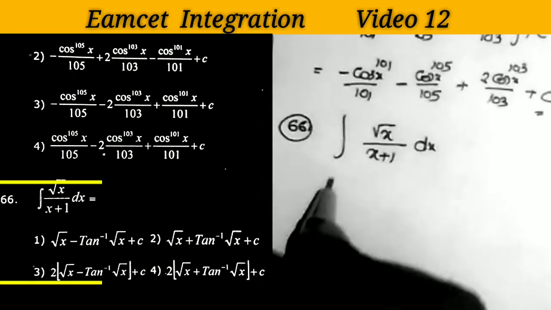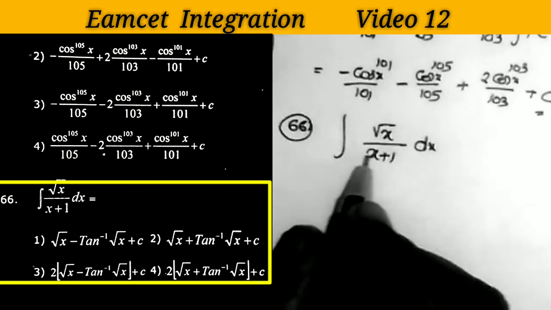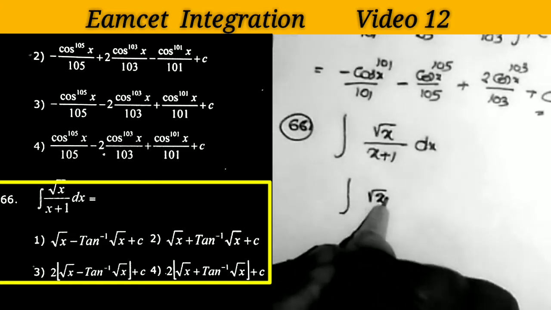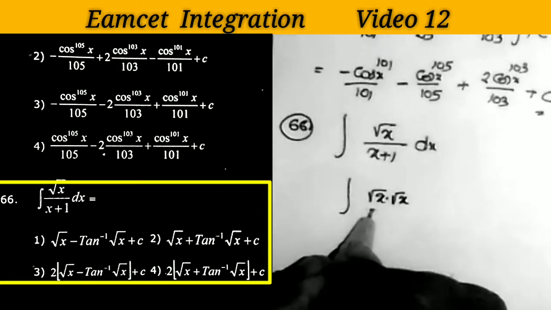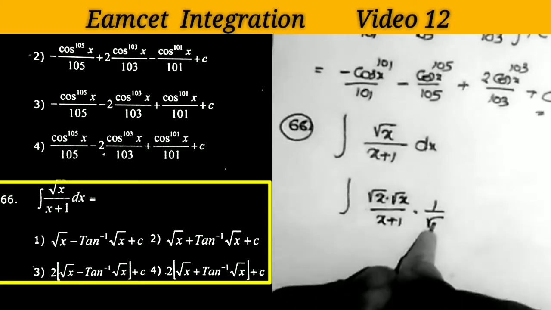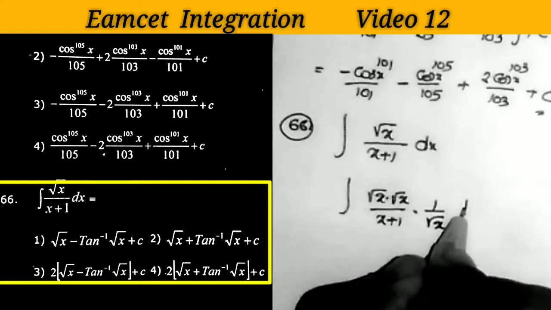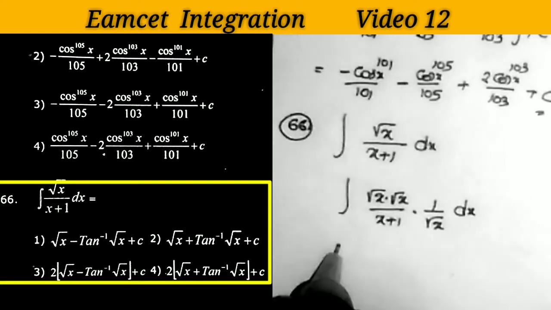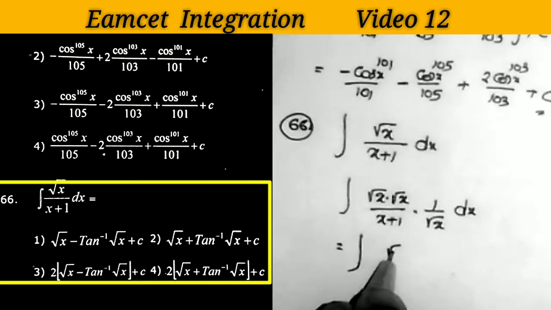Next question, sum number 66, integral root x by x plus 1 into dx. Now in the next step, I apply the value root x by root x to this question. That is root x into root x by x plus 1 into 1 by root x. I just apply root x and root x to this question, and this is equal to: what is the numerator value? Root x whole square. And what is the denominator value? Root x whole square plus 1.